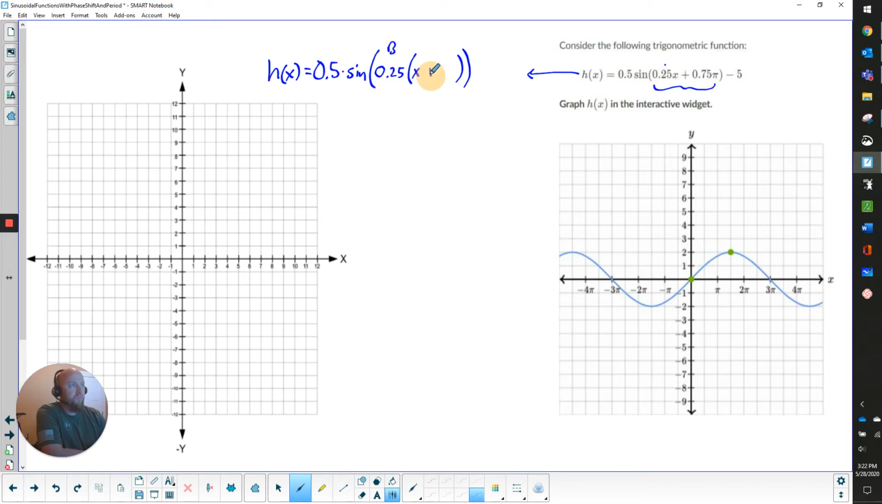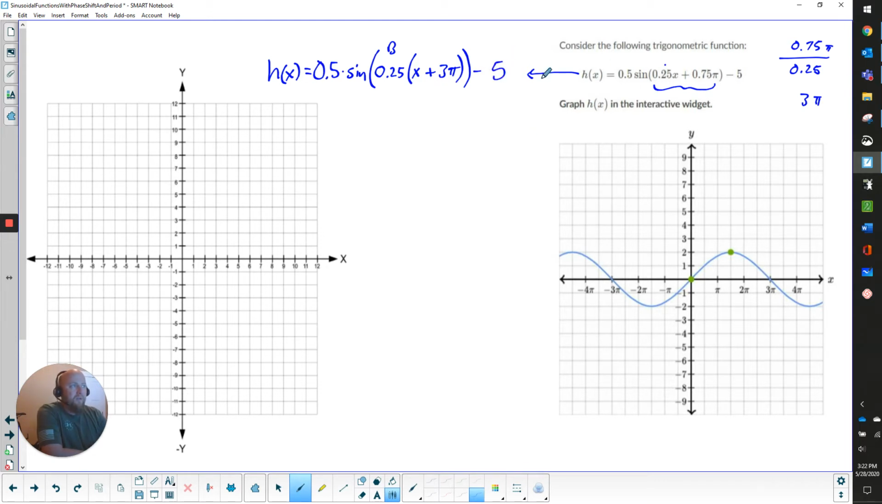So plus, and if I factor a 0.25 out of that, if you need to do some scratch work, it's just the value you start with, 0.75 pi, divided by that b value of 0.25, and that'll reduce as well. We'll end up with 3 pi. So this is going to be plus 3 pi on the inside layer. And then, of course, we have the minus 5, our midline, out at the back.